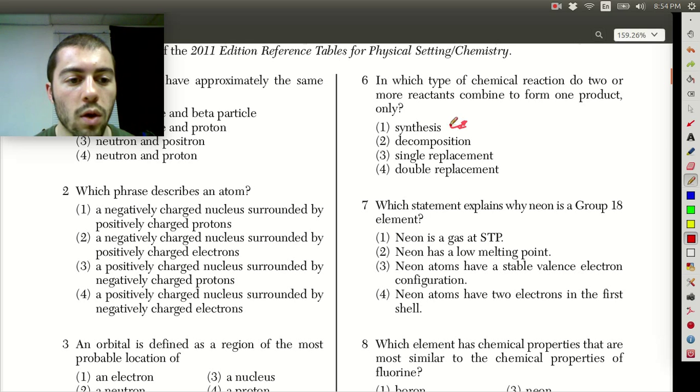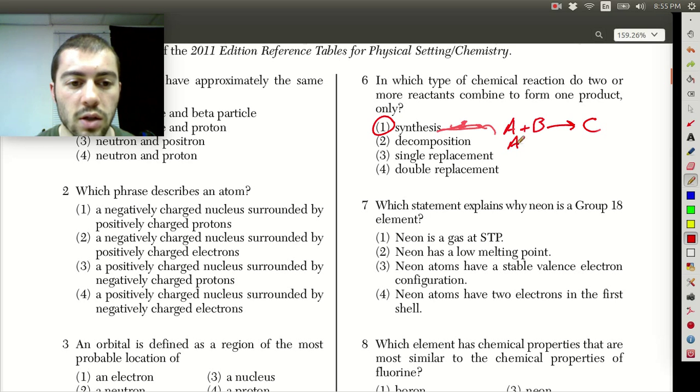So if we look through what all of these types are, synthesis, remember, is any time that we have something plus another thing combining to make a new thing. So essentially we're taking two things and combining into one. So this is actually going to be the answer here, is synthesis. Decomposition, we said, is one thing breaking up into two things. So it could be, let's say, AB breaking up into A plus B.